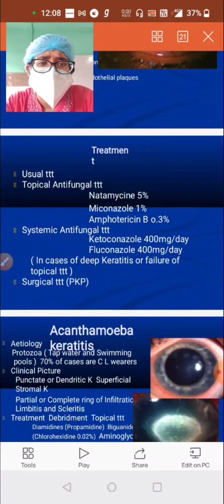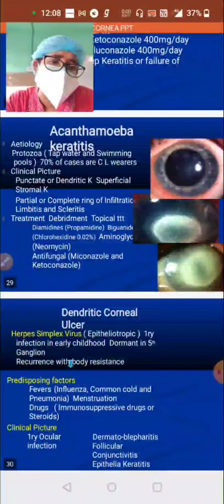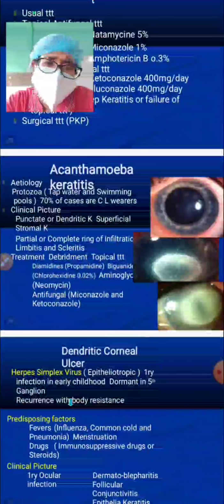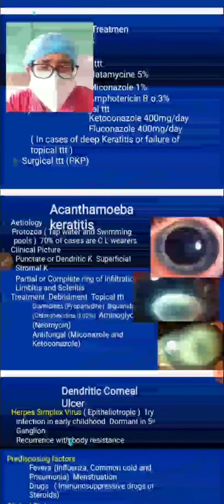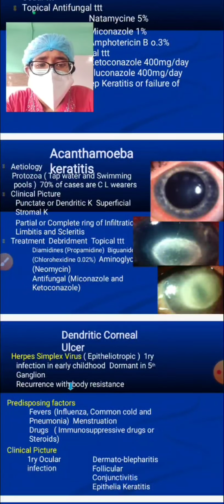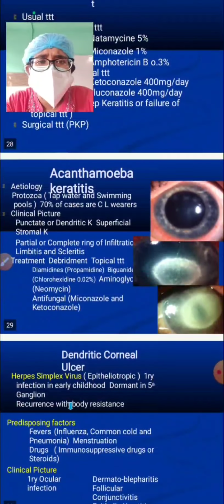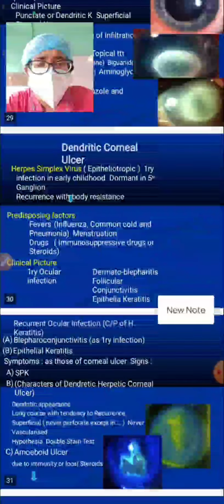Now, what are the antifungal drugs we use? That is nothing but natamycin, fluconazole, amphotericin. What are the antibiotics we use in bacteria? That is broad spectrum, ciprofloxacin, moxifloxacin, gatifloxacin, and all. Tobramycin, we use them. There are some other atypical organisms also causing fungal ulcers. Okay, antifungal and all.